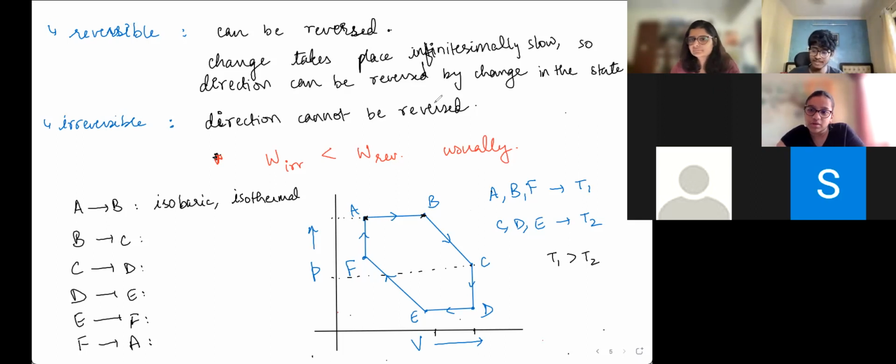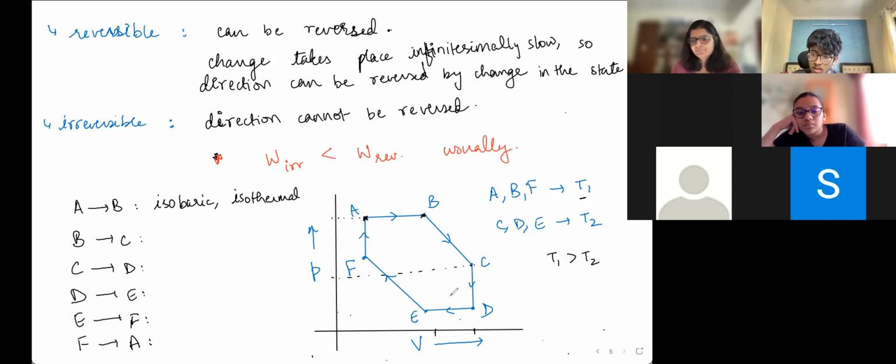How would we know that? So I've given you the information here. A, B, and F are at temperature T1. C, D are at temperature T2. And I've also given that T1 is greater than T2. Isothermal. Yes.